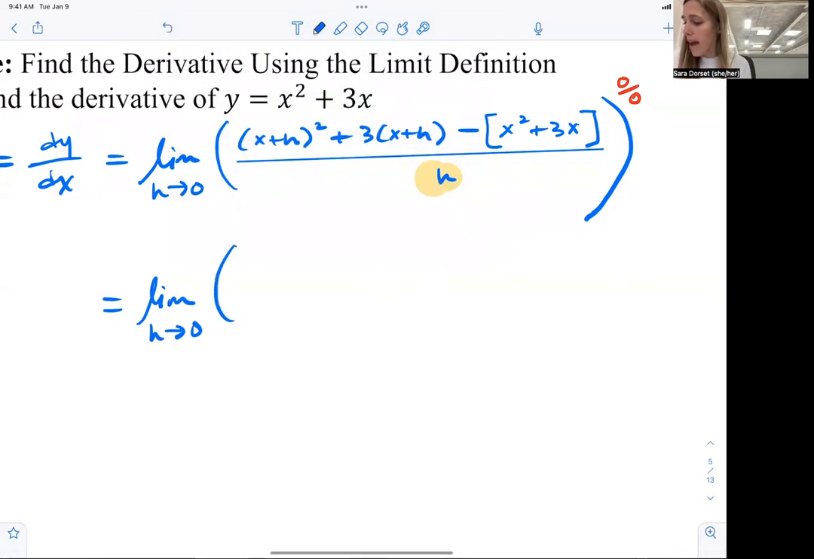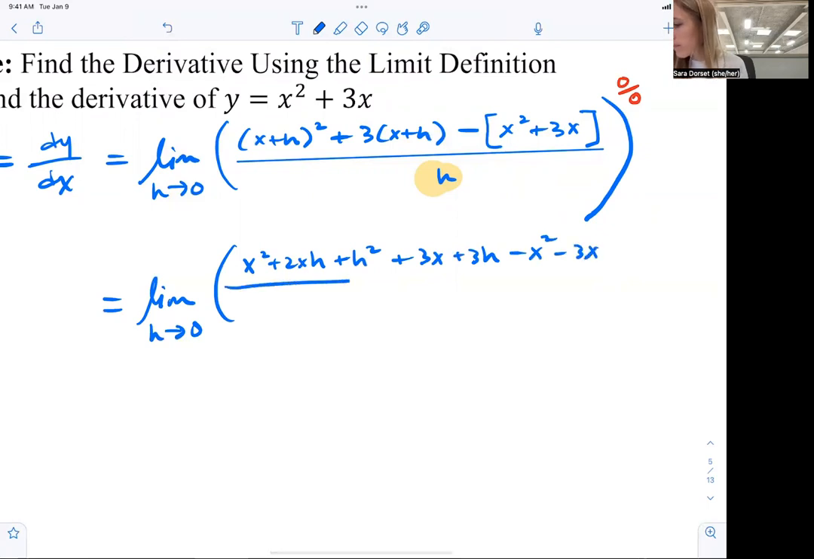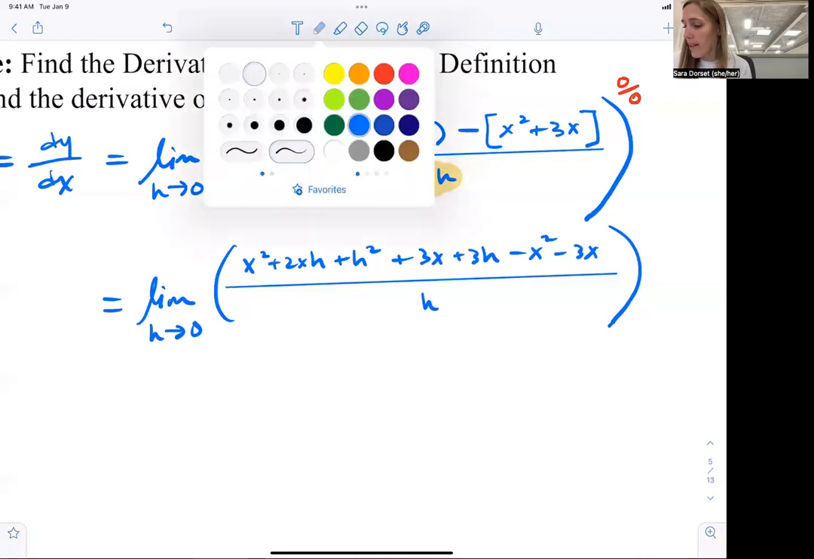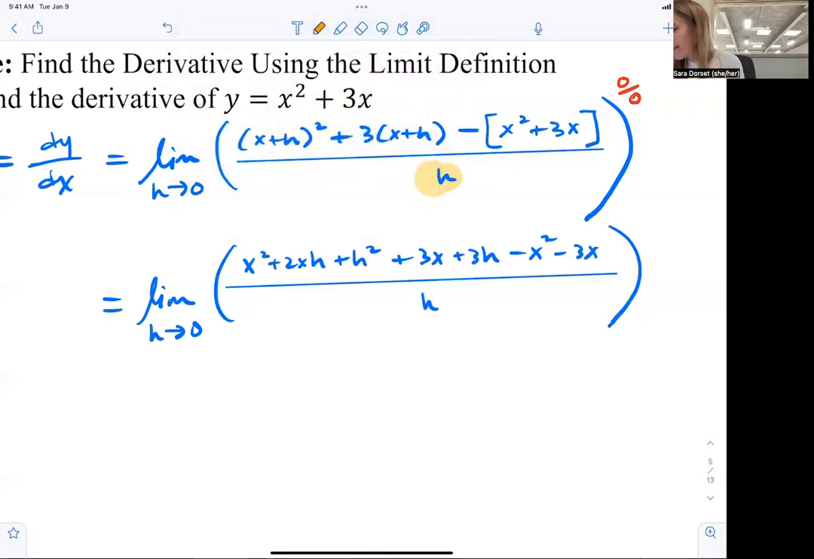So after we've done that, so multiply out the numerator. So x squared plus 2xh plus h squared plus 3x plus 3h minus x squared minus 3x. I feel like this always ends up being a little bit of algebra boot camp too, working through this. Like limits, and I guess this is still limits, ends up being good algebra practice.